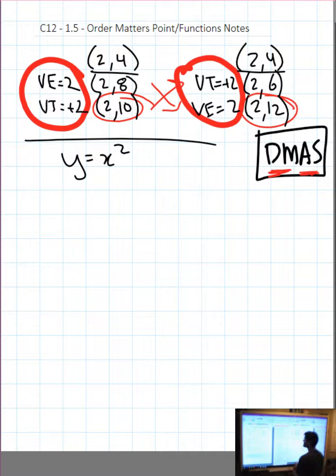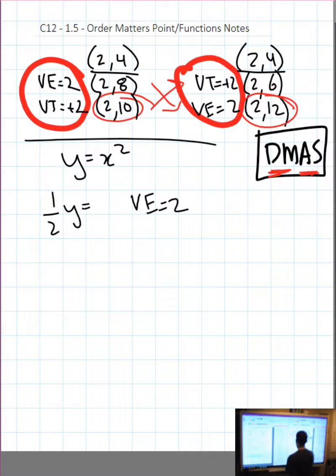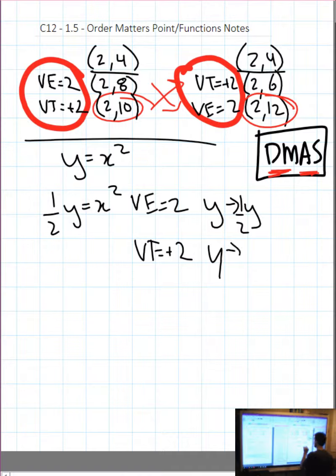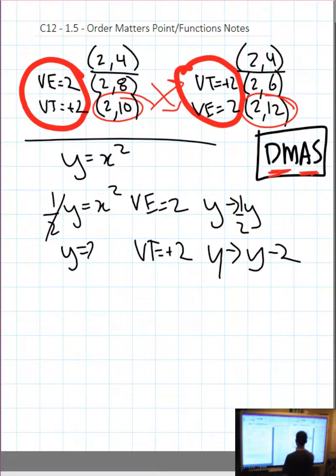So now, what if I have the equation y equals x squared, not this again. Now, let's do a vertical expansion equaling 2. So I'm going to put 1/2 y in for y, remembering substituting the opposite operation for the variable. And then I'm going to do up 2, so a vertical translation equaling positive 2, and substituting the opposite operation for the variable, y minus 2 in for y. Excuse me, I'm going to take the equation and I'm going to multiply both sides by 2 first.